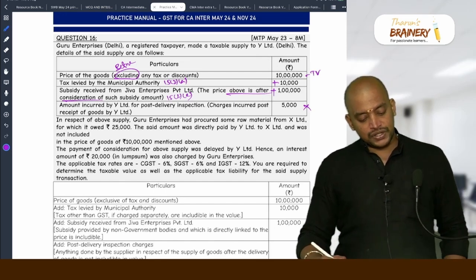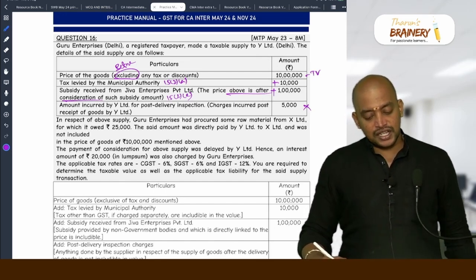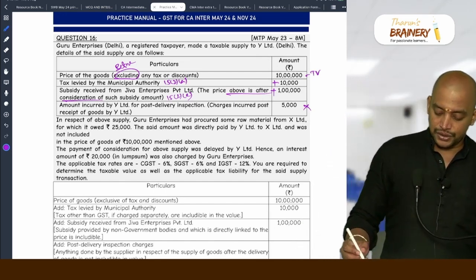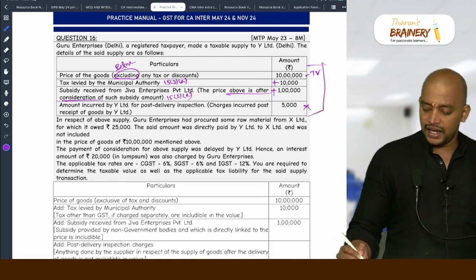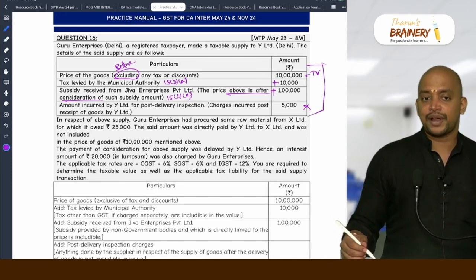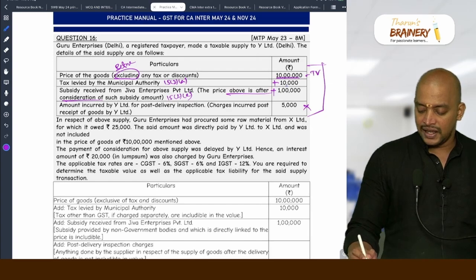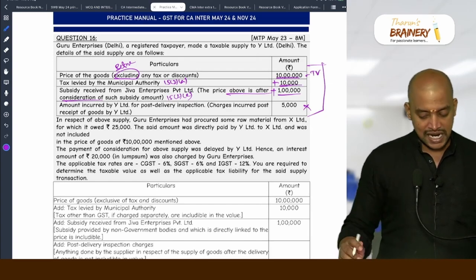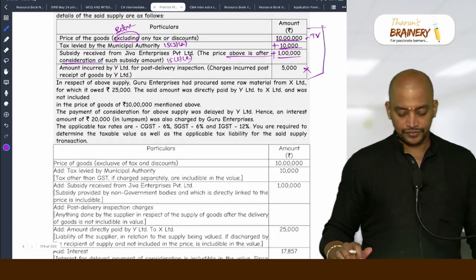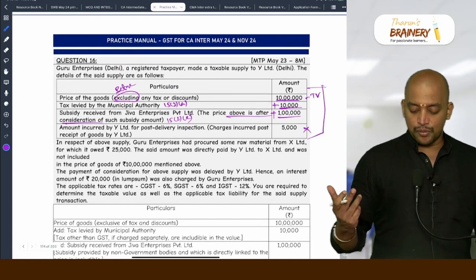In respect of above supply, Guru Enterprises has procured some raw material. So they gave the outward supply data. Based on this, you need to determine the value. What is the value? 10 lakh plus 10,000 plus 1 lakh. How much? And some more points also there.